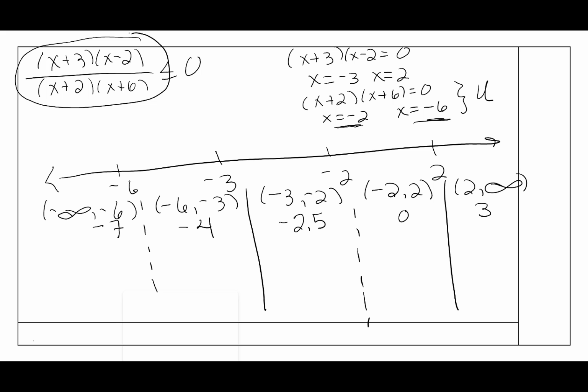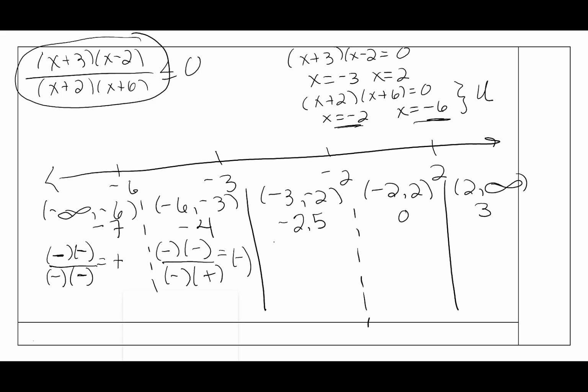This time I'm not going to write it all in, I'm just going to do the sign. So negative 7 plus 3, that's a negative. Negative 7 minus 2, also negative. Negative 7 plus 2, negative. Negative 7 plus 6, negative. I have 4 negatives, which make a positive. Right, the next one, negative 4. Negative 4 plus 3 is negative. Negative 4 minus 2, negative. Negative 4 plus 2, also negative. But negative 4 plus 6 is positive. 3 negatives stays negative.